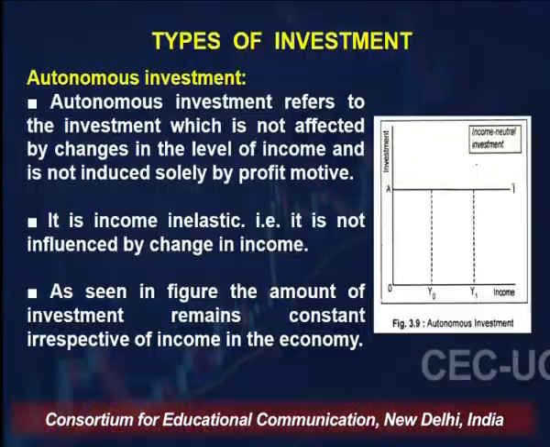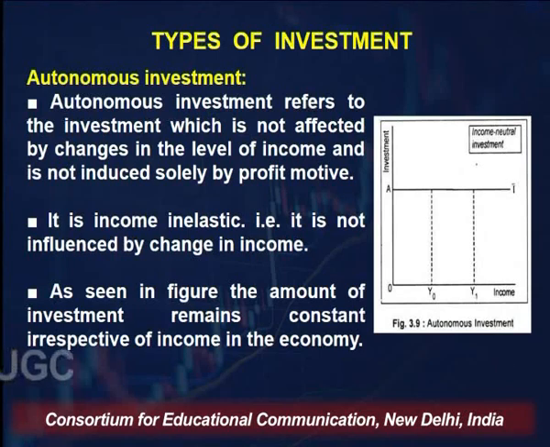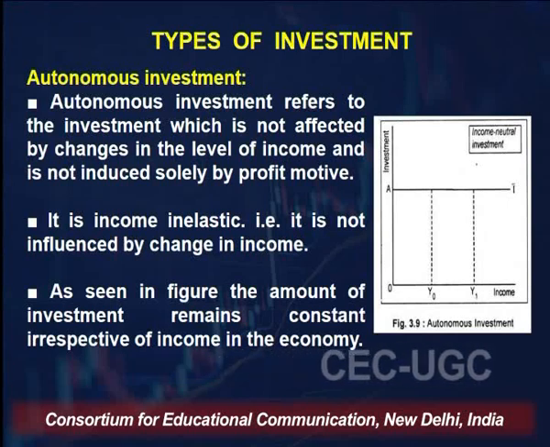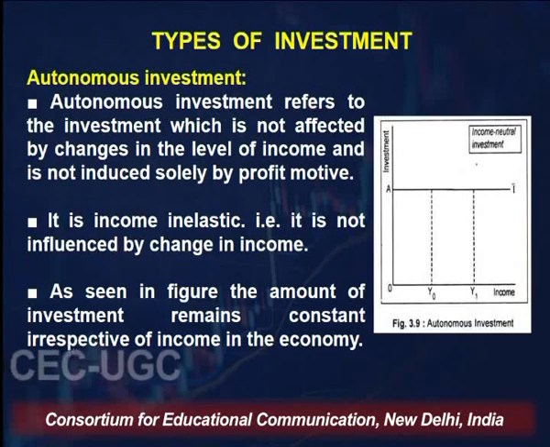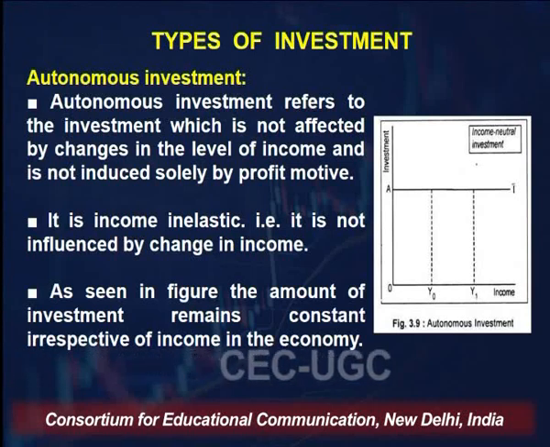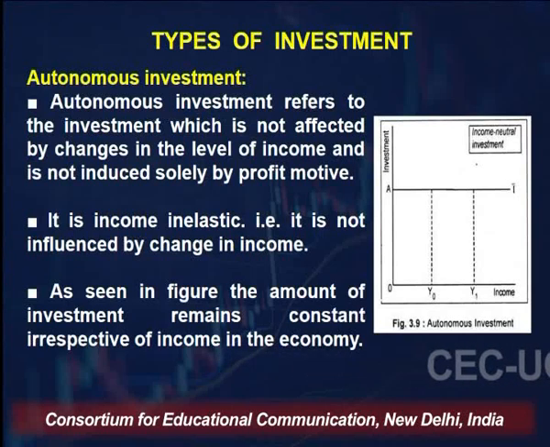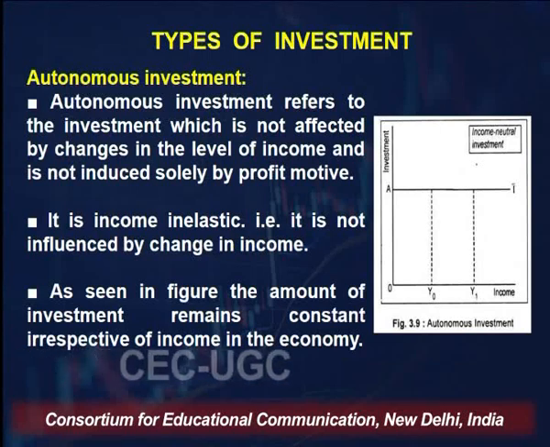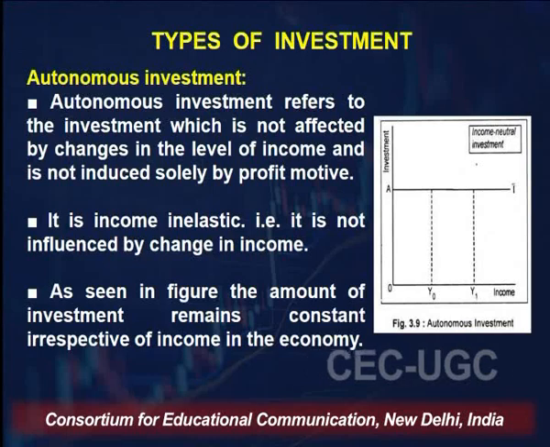Next is autonomous investment. Autonomous investment refers to the investment which is not affected by the change in the level of income, and it is not induced solely by profit motive. It is income inelastic, that is, it is not influenced by the change in income. You can see in the diagram that it is a curve parallel to the x-axis, a horizontal line, which shows that there is no relationship between income and investment. It means that whatever the level of income, that investment will be there, and therefore it is known as autonomous investment.